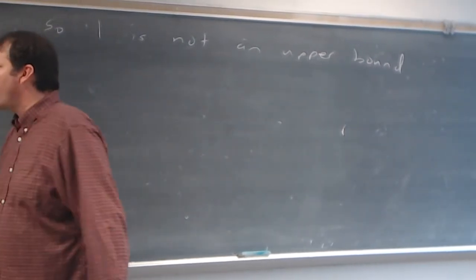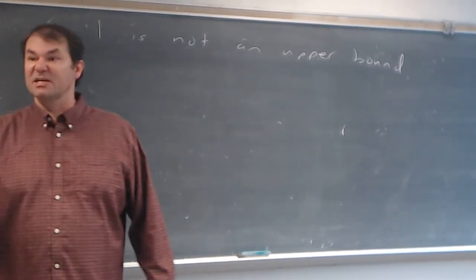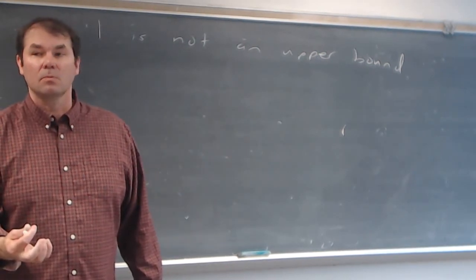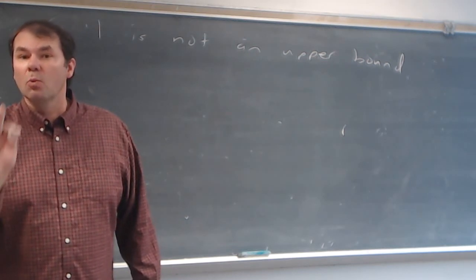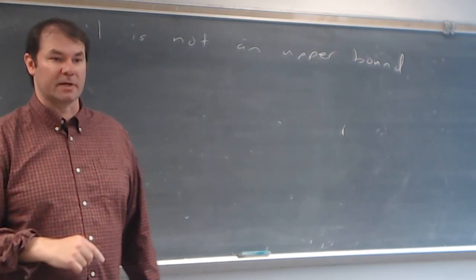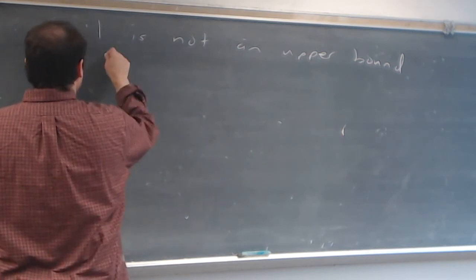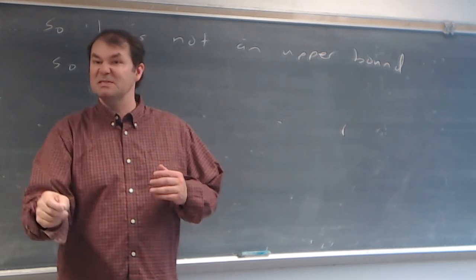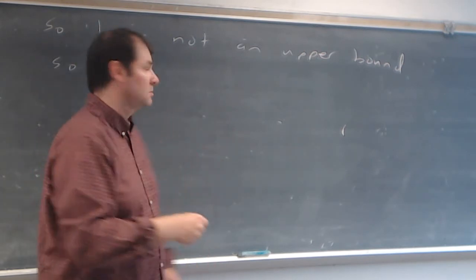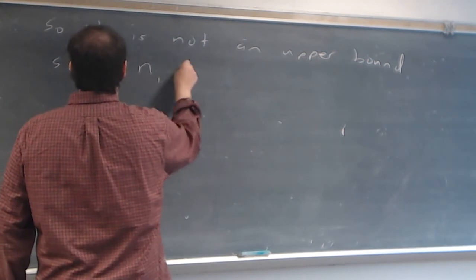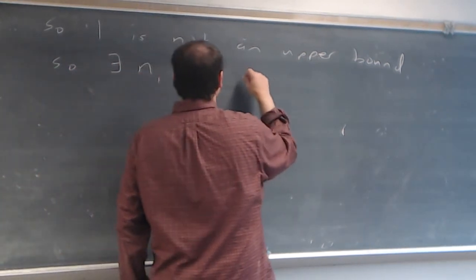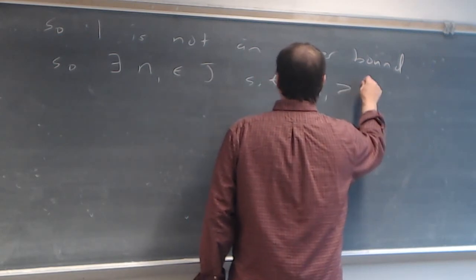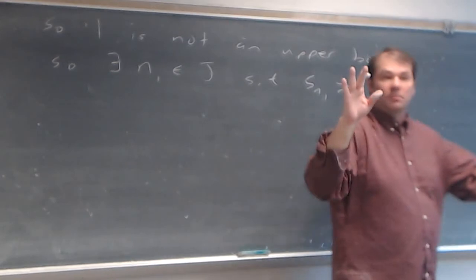What does it mean not to be an upper bound for S sub n? That means there's an S sub n, a term of the sequence, that's bigger than what? 1. Bigger than 1. Is that okay? So, how can we write down there exists a term of the sequence? Well, we say there's a position such that the term in that position... So there exists an n sub 1, element of J, such that S sub n sub 1 is bigger than 1. So that's my first term of the subsequence.